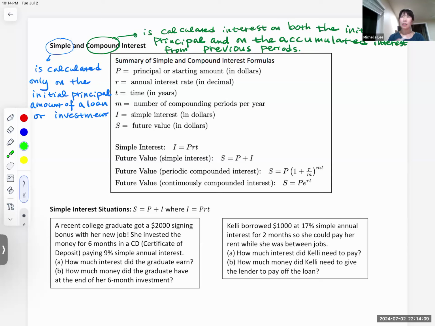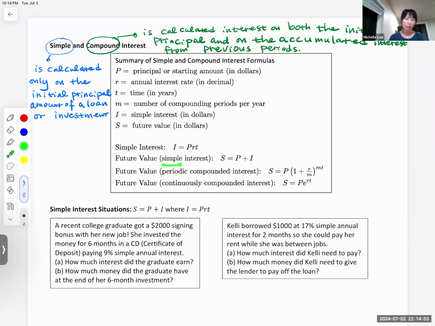Okay, we have the simple interest formula. They're using the first letter I here, and then P, R, T. P, principal, means the starting amount, right? And R is the annual interest rate in decimal. So we learned one question before, the rate was in percent. We were using percent before, right? This one we have to change to decimal. T is time in years.